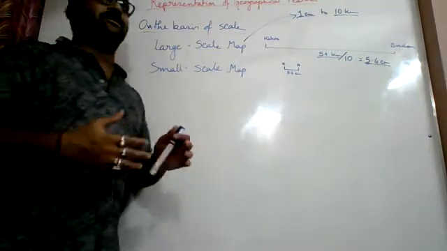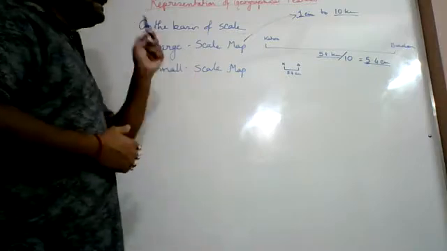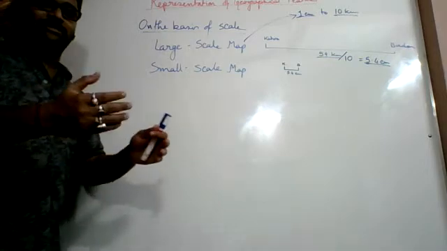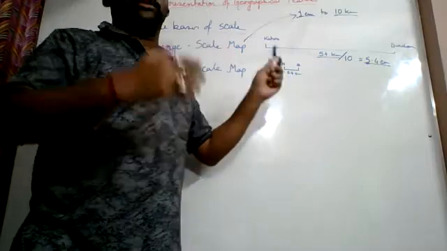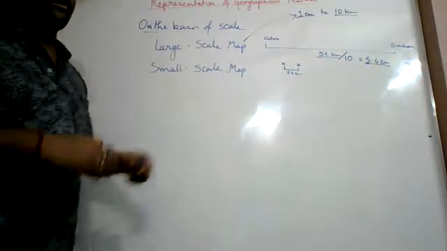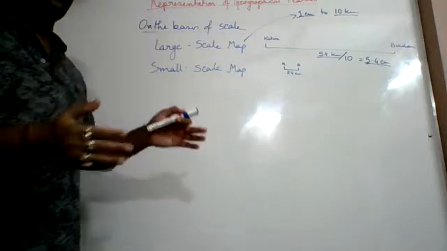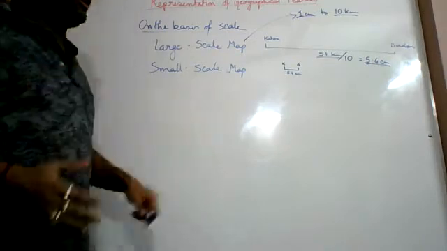So here you can give the explanation about the large scale map. If the scale in a map is large, then the size of the map will reduce. That means scale is big, map is small. Is it clear? Very simple concept. Scale is big, so map is small.